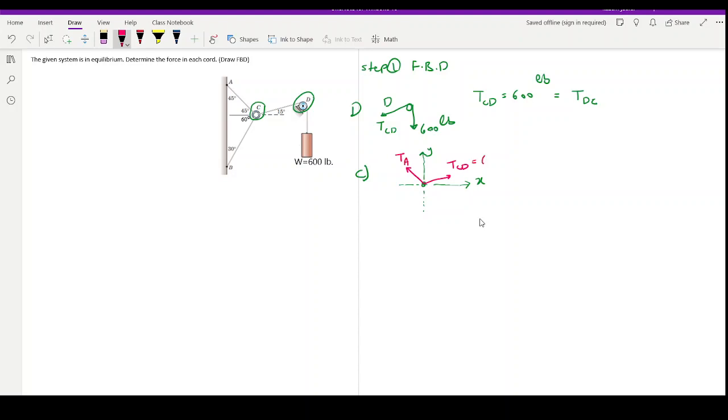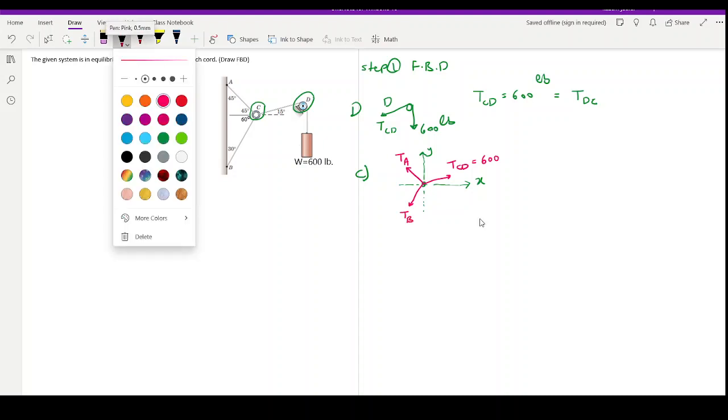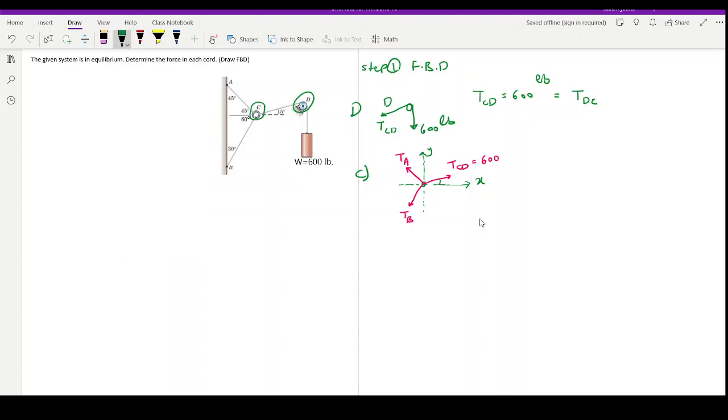This TCD we calculated is equal to 600. You don't even need to write TCD, you can just directly write 600. And this is the third force, which is TB. You can use TB or TBC, it doesn't matter. I simplified it. Now the angles. This one is 15 degrees, this one is 45, and this one is 60 degrees. Step 1 is completed. So this is a simple FBD, but a very, very, very important one.